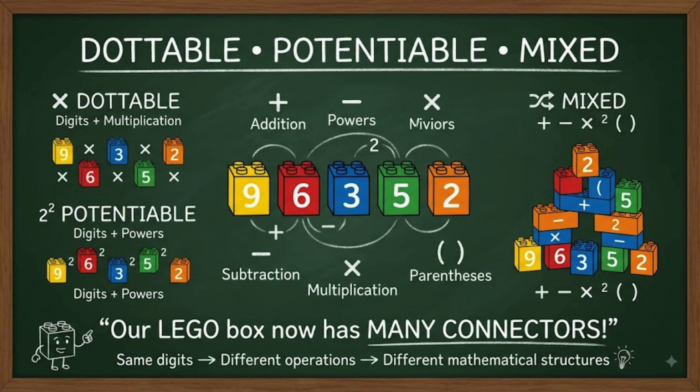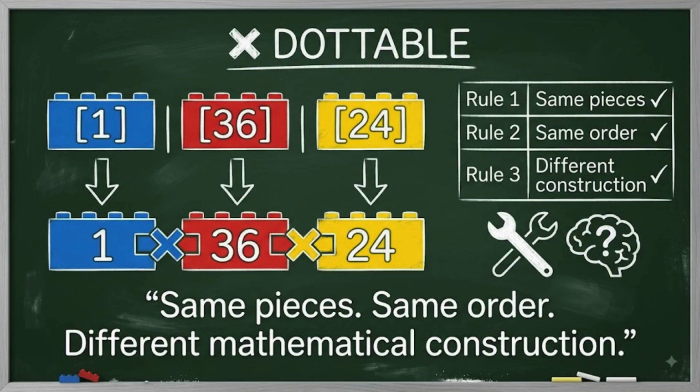Addition, subtraction, multiplication, powers, parentheses. Now our Lego box has many different connectors. Now let's try multiplication. For example, 1, 36, 24 becomes 1 times 36 times 24. Same pieces, same order, different mathematical construction.